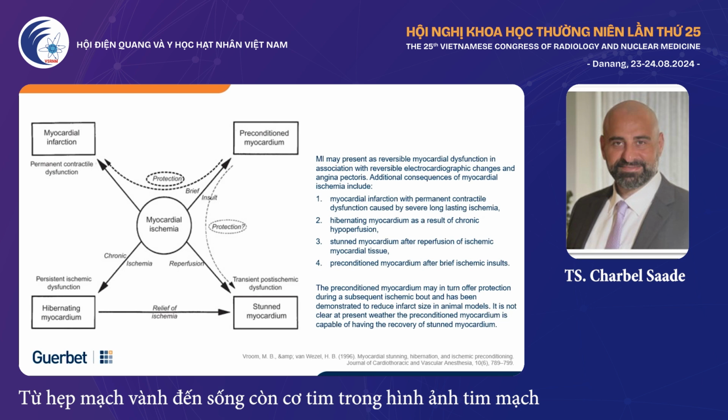So if I had an ischemia, had a preconditioned myocardium, the body goes into protection mode. Otherwise you have permanent contractile dysfunction and you have a myocardial infarction. If not, it might go into protection. You could have transient post-ischemic dysfunction, which then turns into a stunned myocardium. Or if it's chronic with reperfusion, you could have a hibernating myocardium, which then, relieved of ischemia, turns into a stunned myocardium.